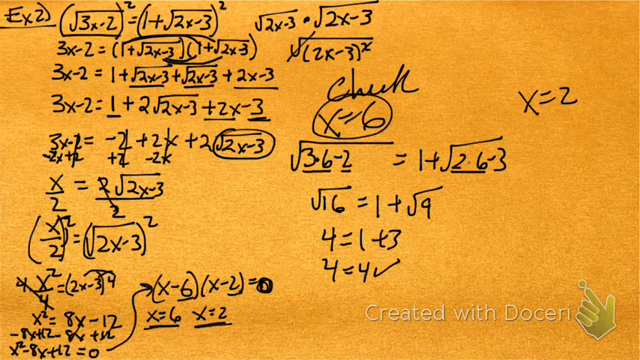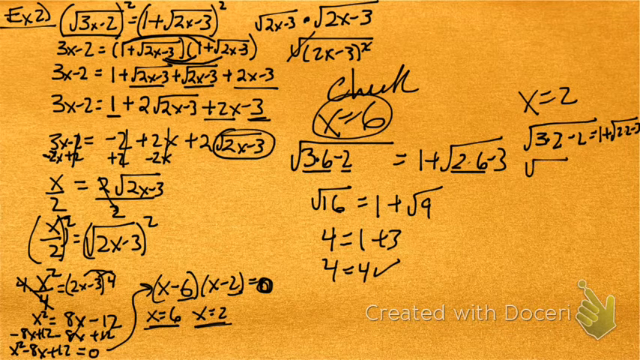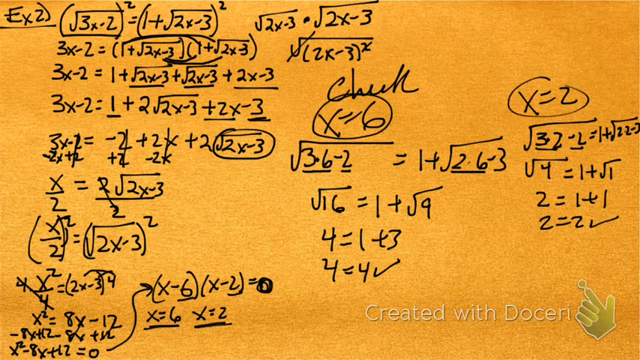If we plug in 2 and check it, we're going to get the square root of 3 times 2 minus 2 should be equal to 1 plus the square root of 2 times 2 minus 3. So I get the square root of 6 minus 2, that's 4 on that side. And I get 1 plus the square root of 2 times 2 is 4, and 4 minus 3 is 1. I get the square root of 1. So I get square root of 4 is 2. 1 plus the square root of 1 is 1 plus 1. Hey, we get 2 equals 2. Good news. Both of these are solutions, and we've just verified it.